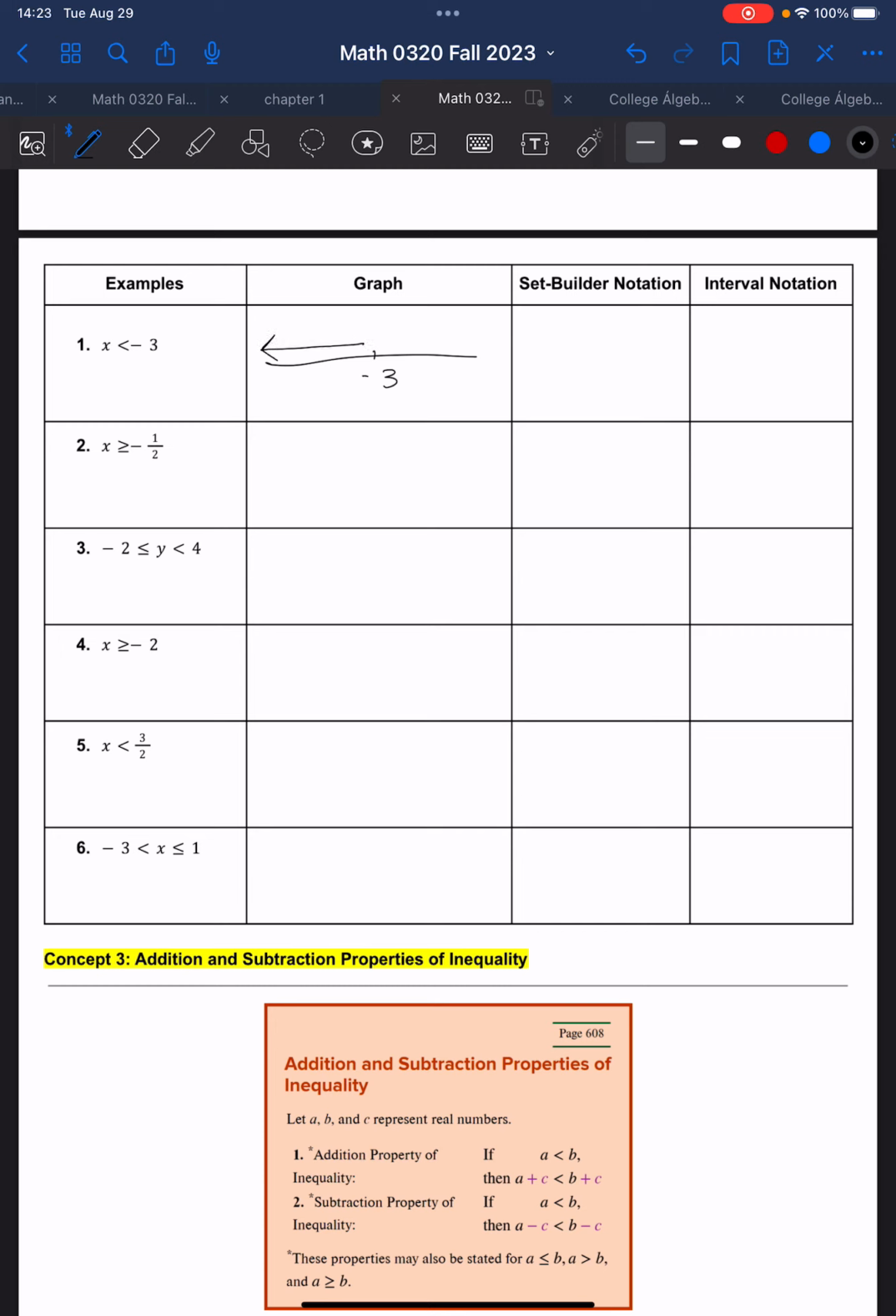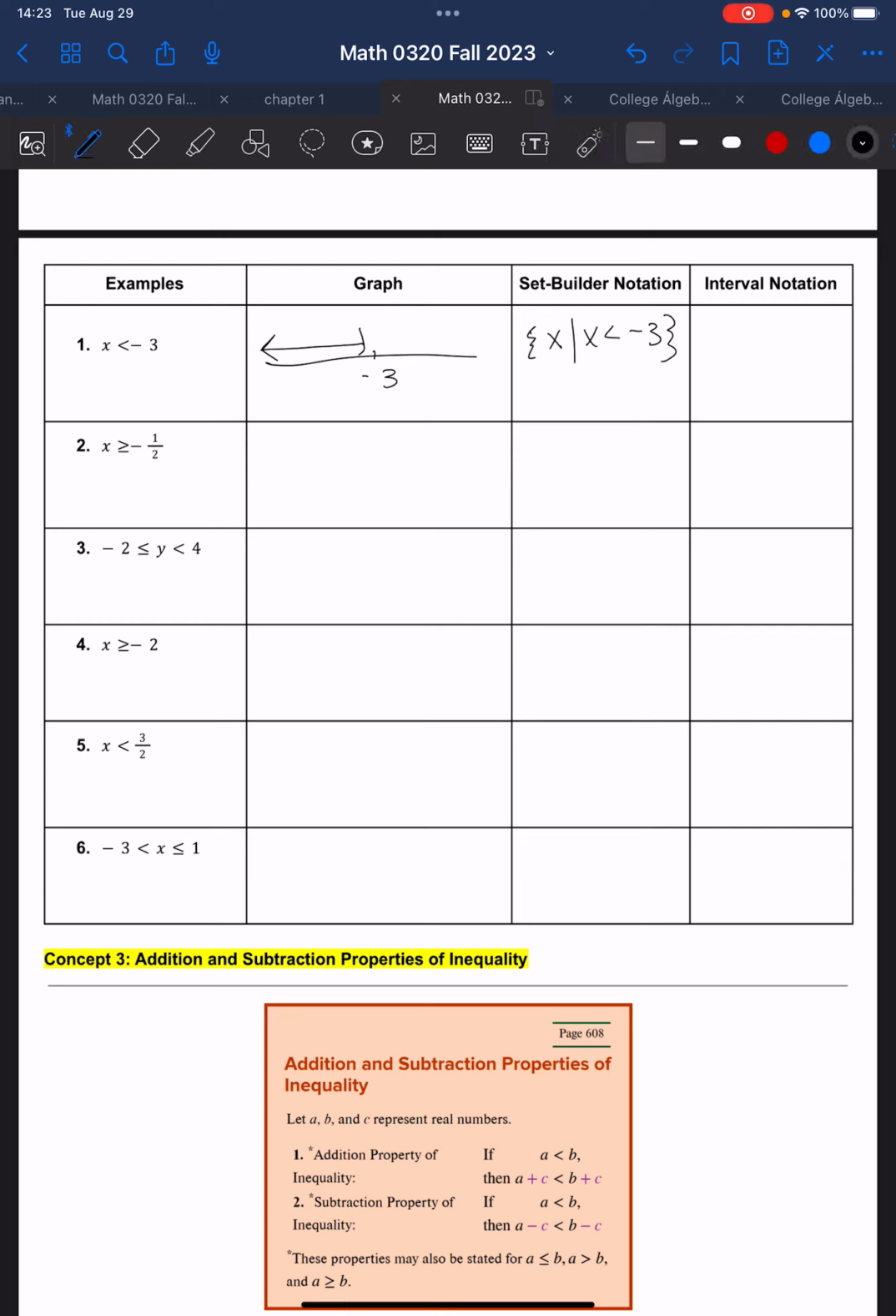Since it's just a less than, I'm going to be using a parenthesis. For these, since we are putting it in interval notation, make sure you are using parentheses or brackets, whichever relates to the problem. Now for set builder notation for x is less than negative 3: curly bracket x, because that's the variable, such that x is less than negative 3, curly bracket. Notice the only thing I added to the example was the curly brackets and that x, telling us we're dealing in terms of variable x.